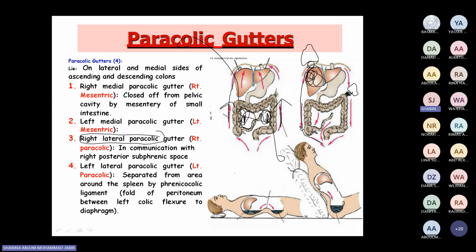So if you want to drain the abscess from this area, this is the position you will give. You will ask the patient to lie in this position. This is the best position to drain any phrenic or paracolic abscess from the paracolic gutter. Finally it will go into the pelvic cavity, it will get absorbed, and it can be drained from this area.